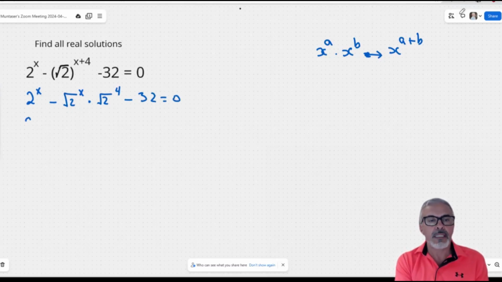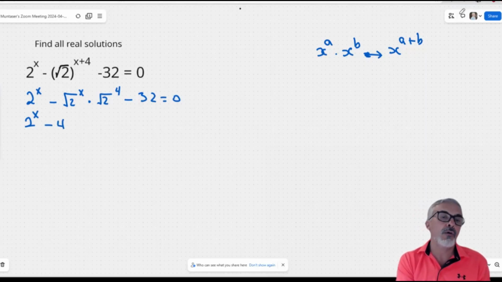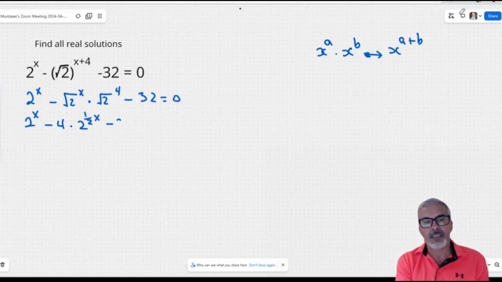Now, that's going to be 2 to the power of x. And I'm going to do root 2 to the power of 4 first. So 2 to the power of 4 is 16. The square root of 16 is 4. So that's going to be minus 4. And root 2 to the power of x, I'm going to change. We know the square root just means 2 to the power of 1/2. And we have the x right here, minus 32 equals 0. Now, believe it or not, this is a quadratic.